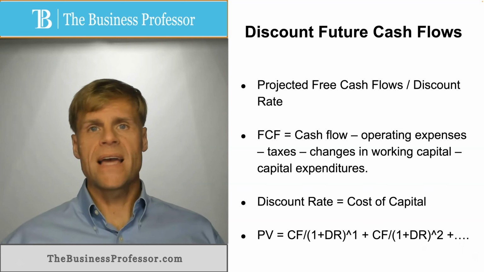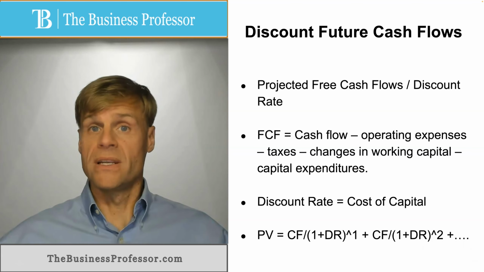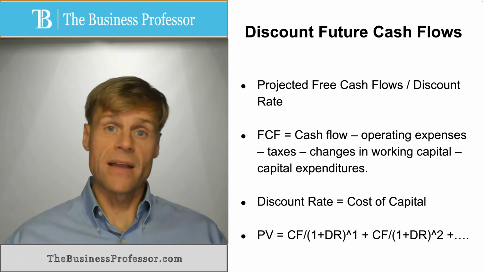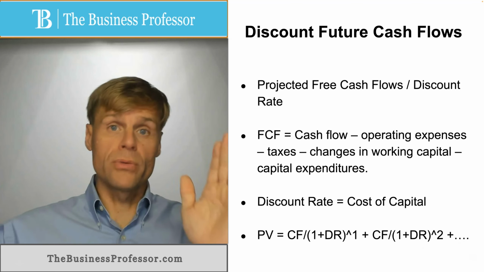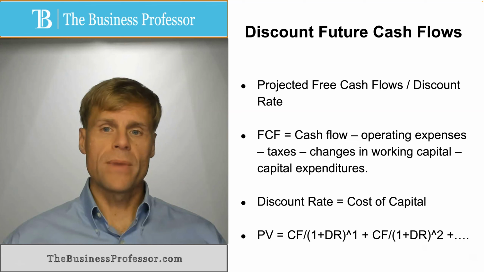Now, after a certain amount of time, 20 to 25 years, the value goes down to nearly nothing. What is the present value of the company based upon those multiple future cash flows going out? So that's how the discounted cash flow method works.